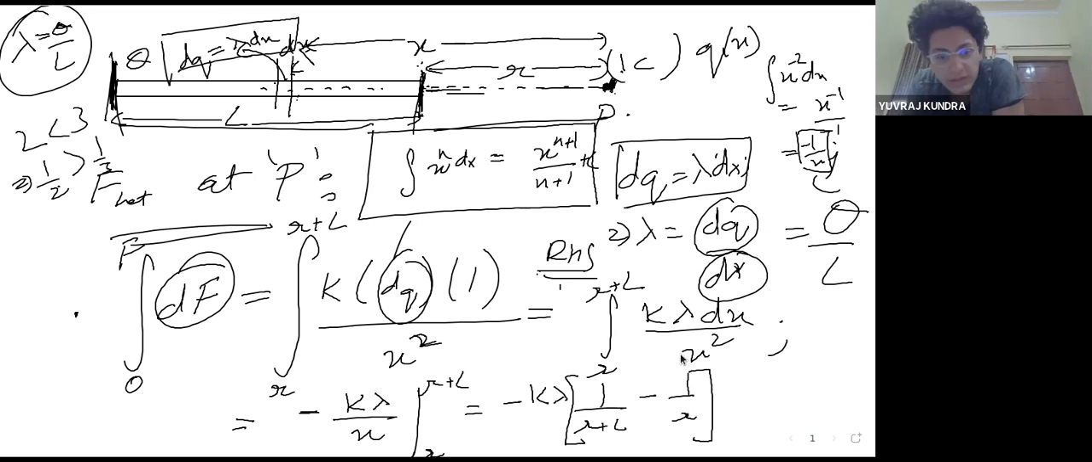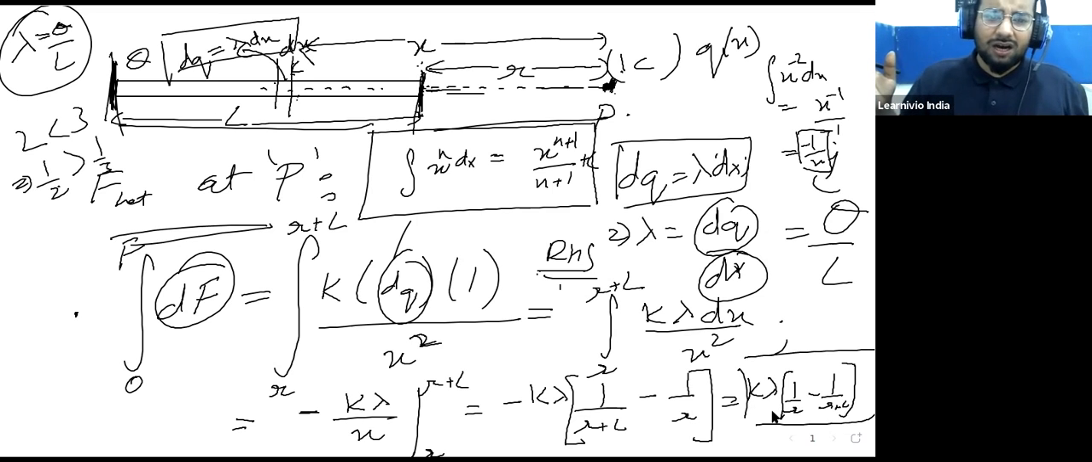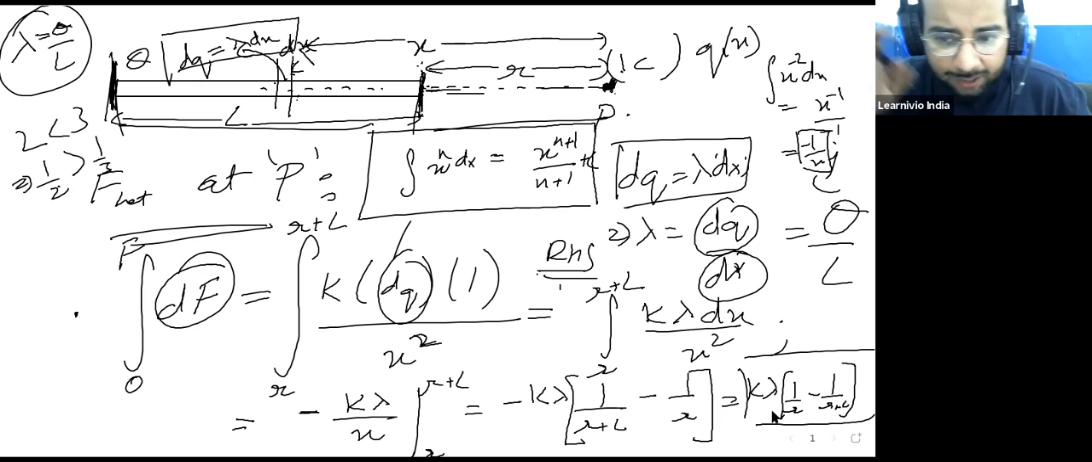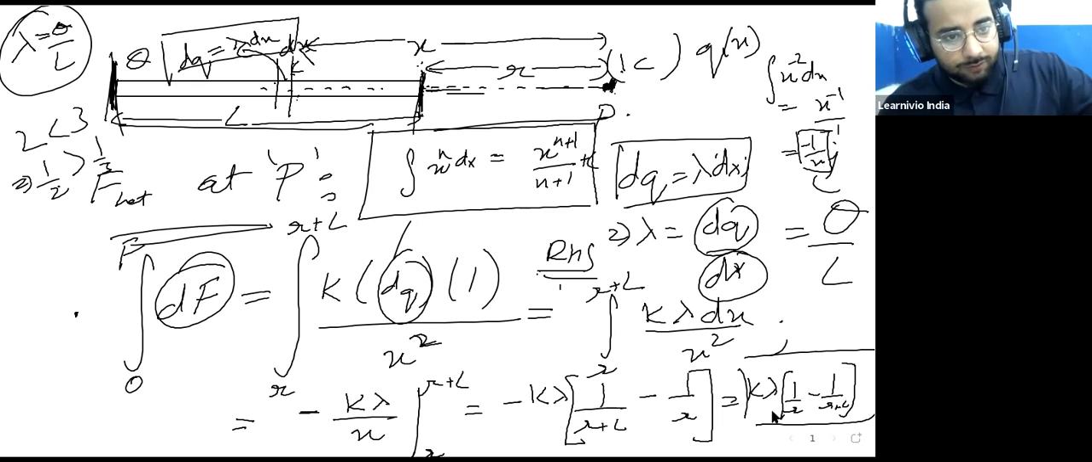So I can take the negative sign out. I can just write this as k lambda times (1 over r minus 1 over r plus L). You can simplify this further by taking the two things together. You can write it as L over r into r plus L. So you can combine the two. You can play a lot of games with this, but this is what your final answer will be.